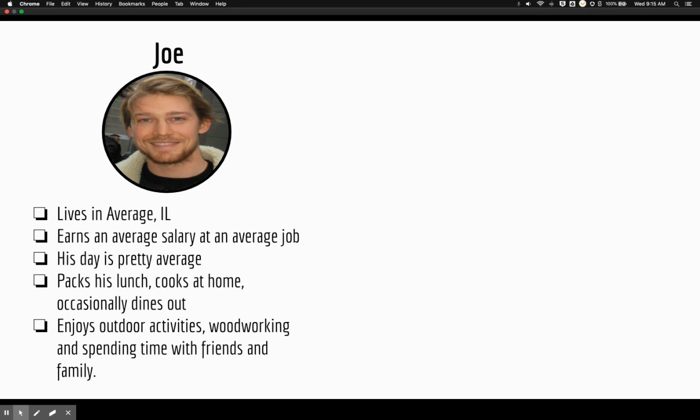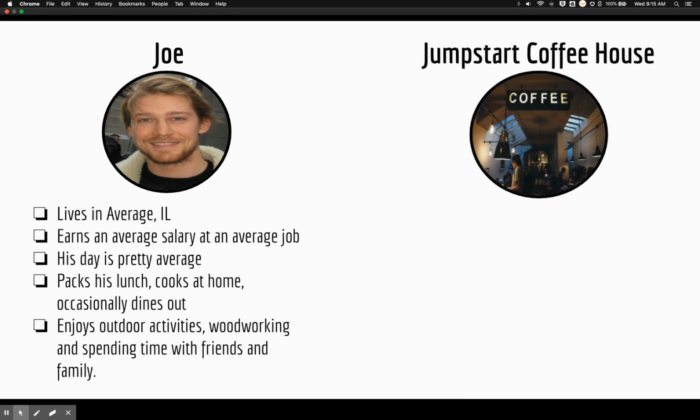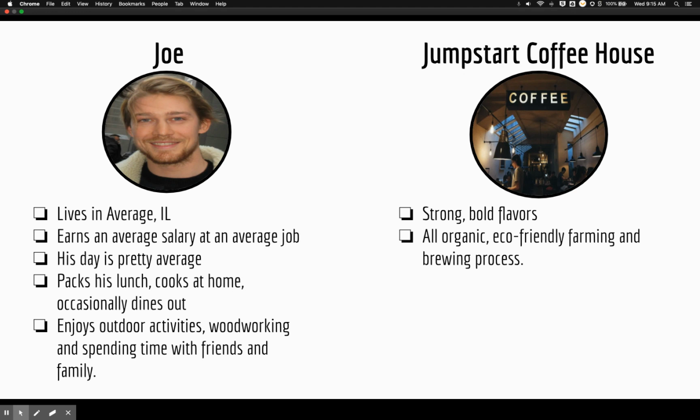All right, so let's introduce Jumpstart Coffee House. Jumpstart Coffee House is a new, relatively up and coming or growing coffee brand known for their strong, bold flavors. They're also known for their all organic, eco-friendly farming and brewing process. So they really take pride in not only the flavors of their coffee, but the process that they go through as well. Sold mostly online, but there's one retail store in downtown Chicago.